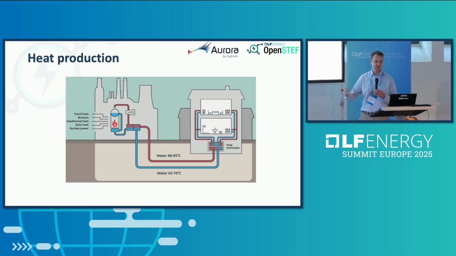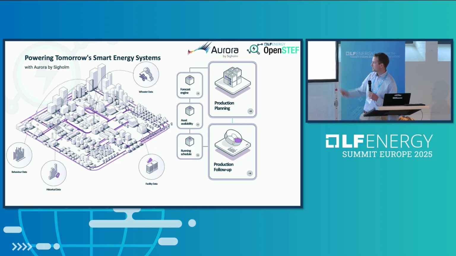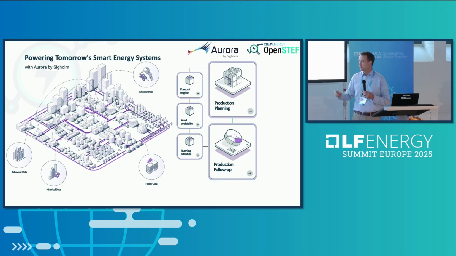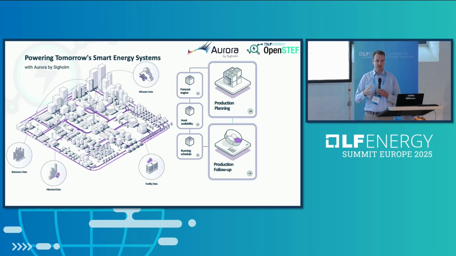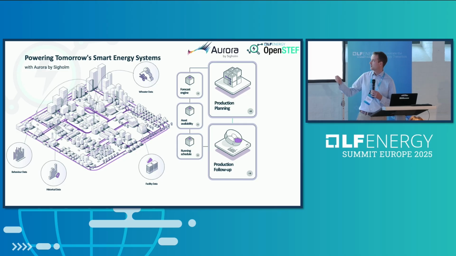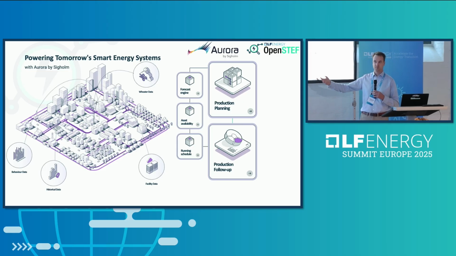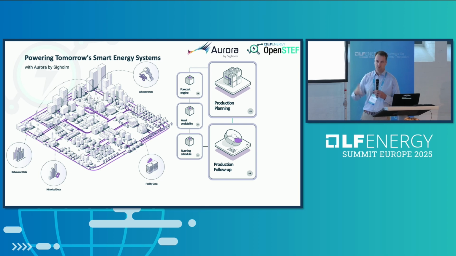So when do you need to produce heat with which fuel? Also, heat demand is not constant over time. So that's why we have our software at Sigholm. It's called Aurora by Sigholm, and that is optimizing this energy mix and giving operators of these heat production plants clear instructions on what to do. So when do you need to start up your biofuel burner or a boiler, or is there going to be enough waste heat from industry that we can use, and what's the best way to operate such a plant?